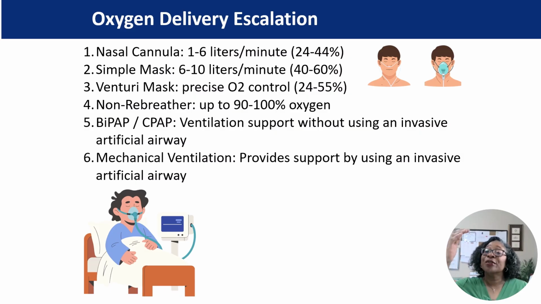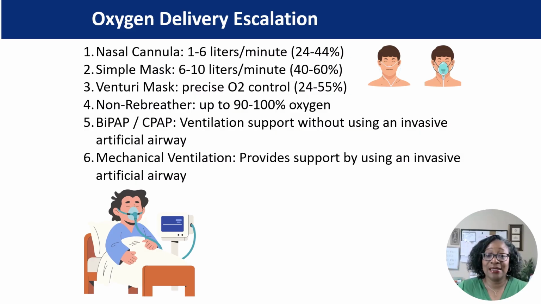Then you'll move to your Venturi mask. Now, this mask actually allows you to precisely control oxygen. It's 24 to 55% oxygen. And a Venturi mask is typically common with COPD patients. It allows the nurses to carefully titrate the oxygen delivery without overwhelming that respiratory drive that we talked about before.